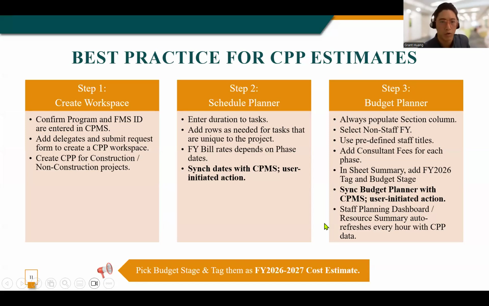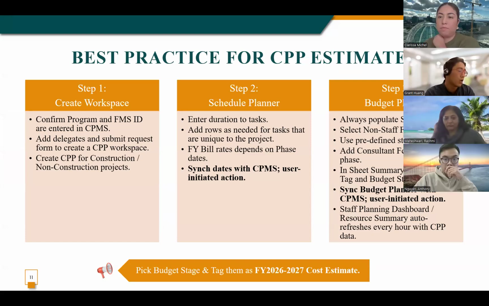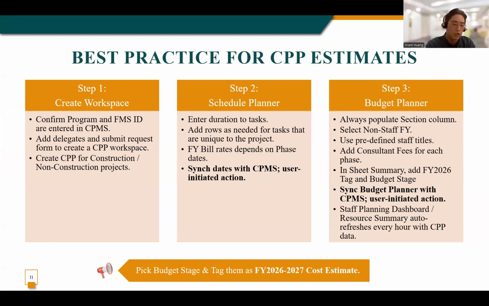Hi everyone, my name is Grant Huang. I'm an associate landscape architect with the CFAS division. I'm going to be reviewing how to create a new CPP estimate for a new project, as well as how to update the CPP for an existing project. On the screen here are a couple really good tips on the process of creating a new CPP. I'm not going to go over each of them because we're going to walk through them in the demonstration shortly. So we can just jump right into the walkthrough. I'll share my screen.